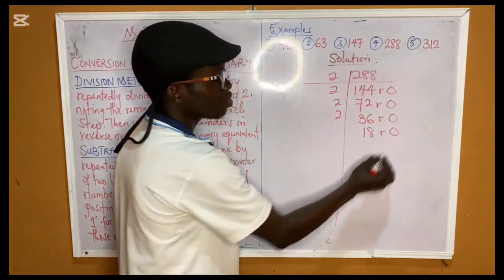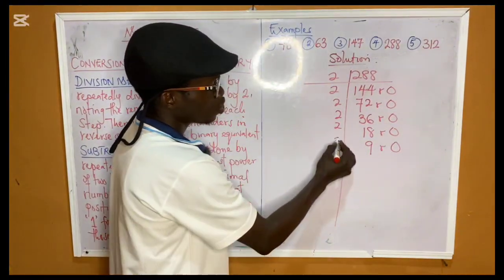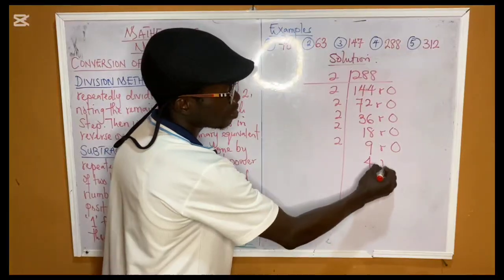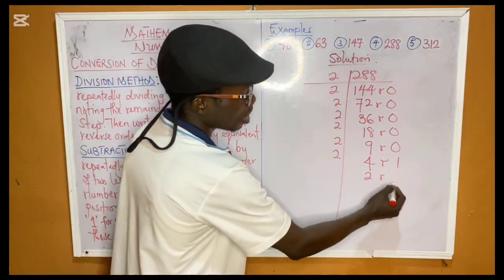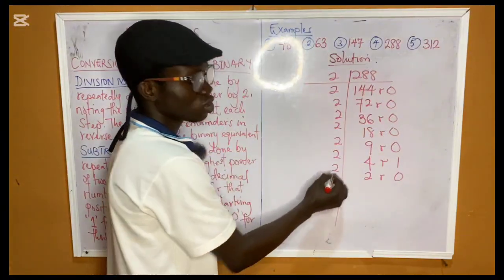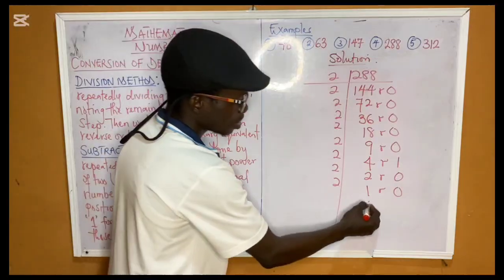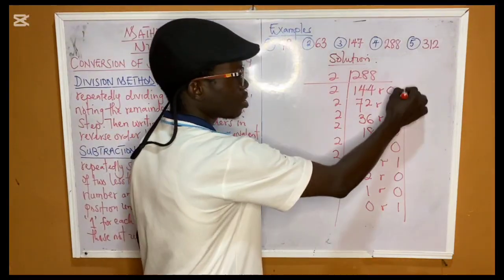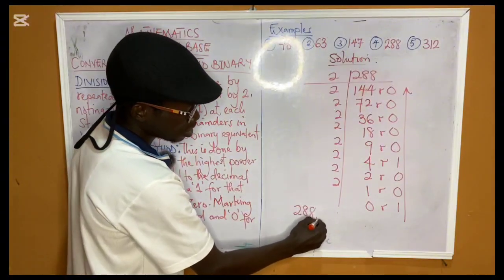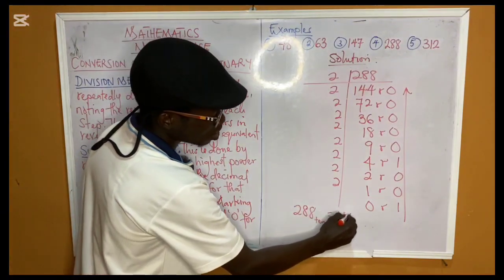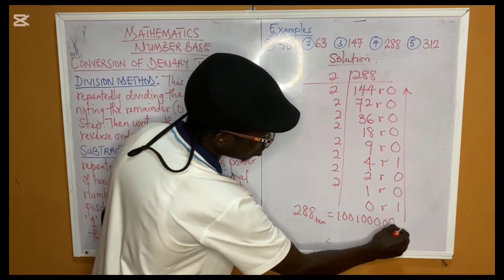2 in 18, 9, remainder 0. 2 in 9, that is 4, remainder 1. Then 2 in 4, that is 2, remainder 0. 2 in 2, 1, remainder 0. Then 2 in 1, 0, remainder 1. So the answer to this is 288 base 10 equals 100100000 base 2.